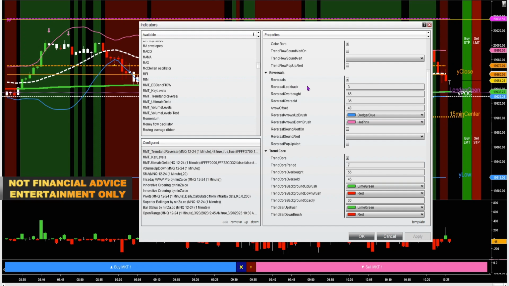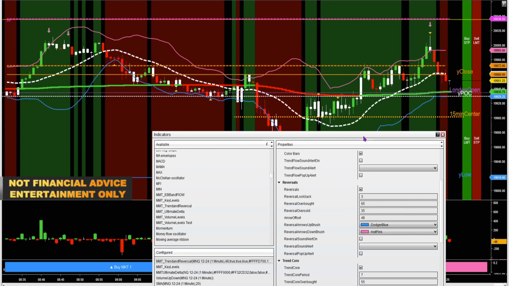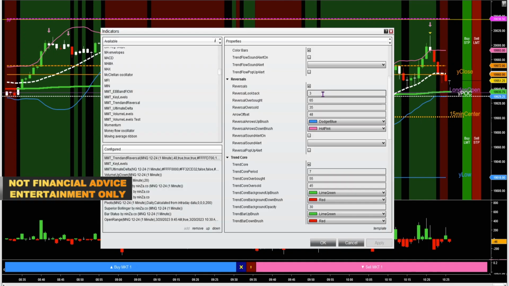And then there's the reversal look back parameter. A setting of 3, you will have more arrows versus a setting of, say, 9. Those seem to be my favorite two settings, either a 3 or a 9. If you want more signals, use a lower number. If you want less signals, use a higher number.